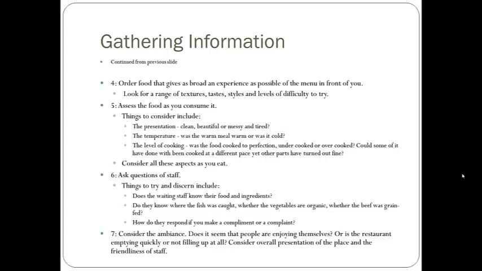Ask questions of the staff. Depends whether or not you have a waitress or somebody you can talk to behind the counter, and how friendly you are with them. Things to try to discern include: does the waiting staff know their food and ingredients? Do they know where the fish was caught, whether the vegetables are organic? Again, given your situation and the restaurants that you choose to go to, you may be able to find that information. And sometimes you may have somebody working behind the counter that you have difficulty communicating with at all.